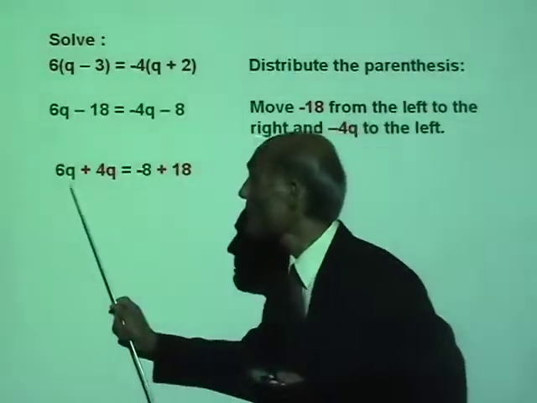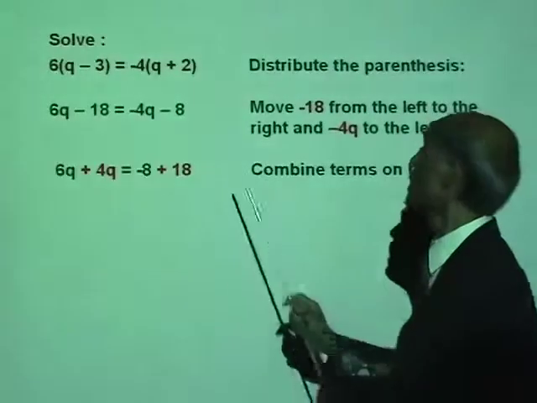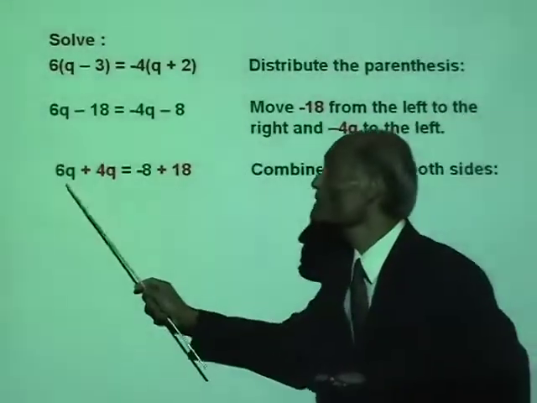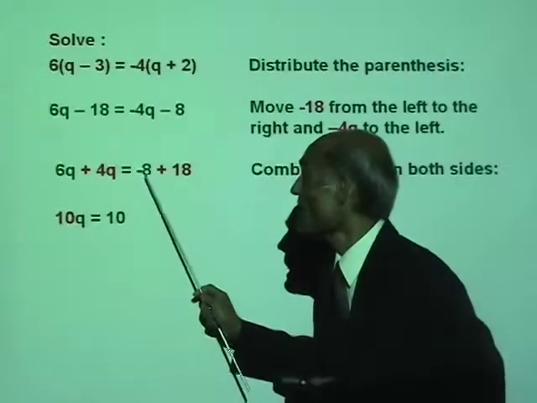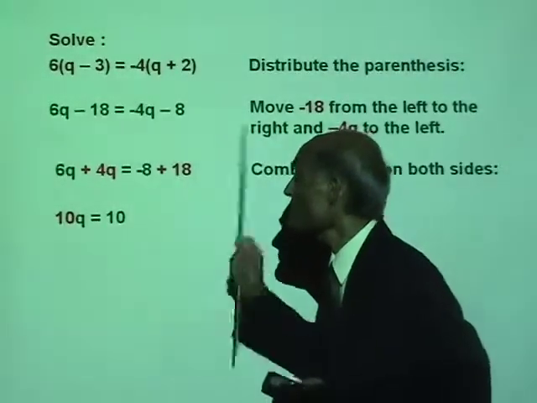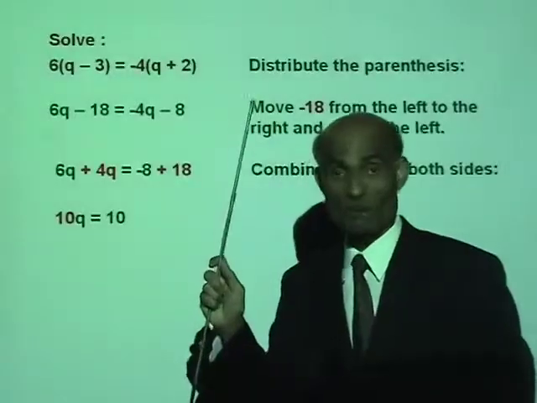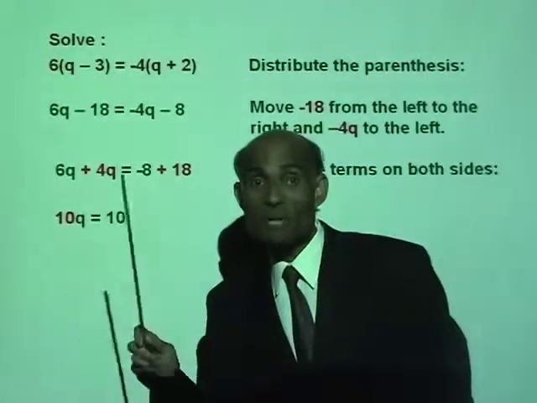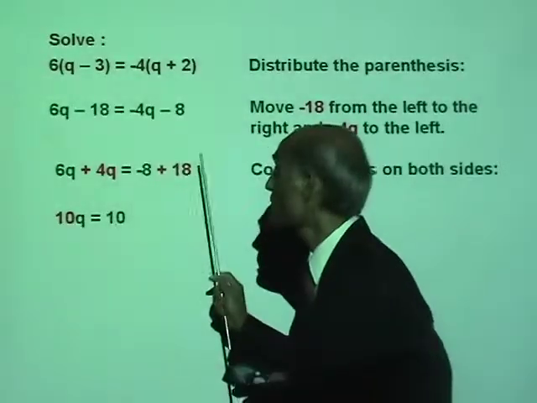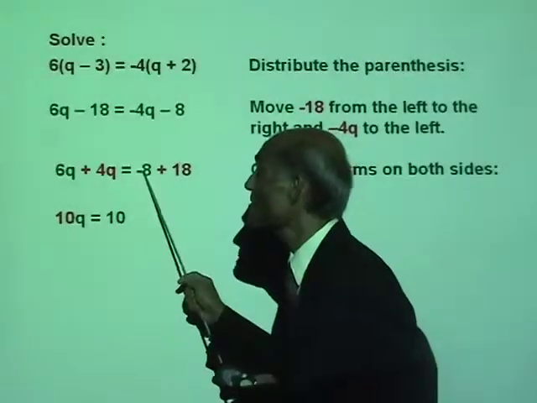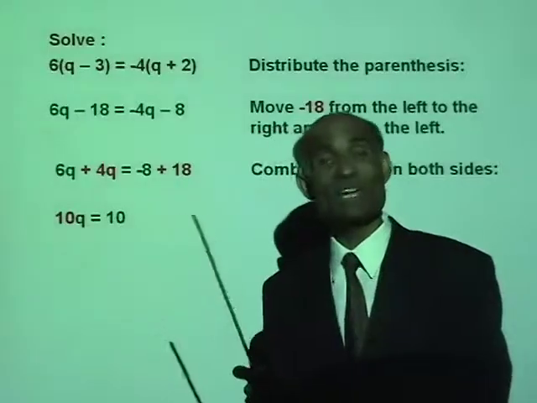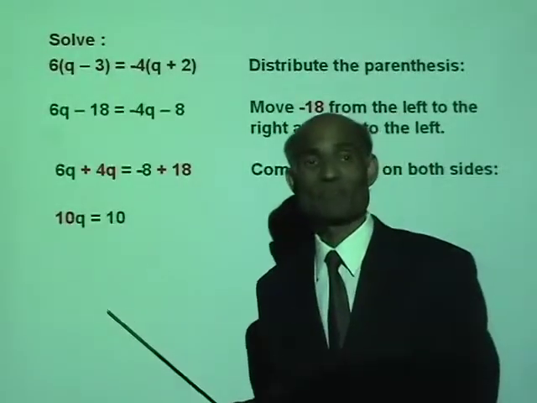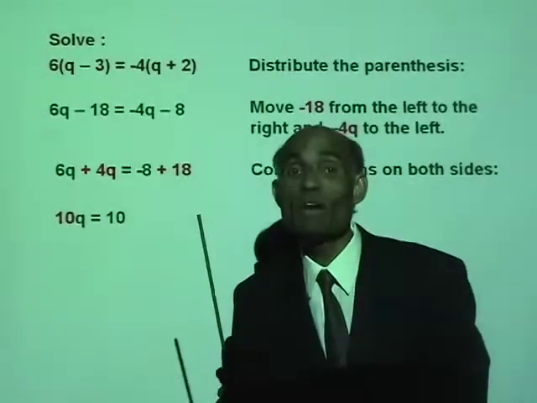Alright, now we combine terms on both sides. 6q plus 4q is 10q, and negative 8 plus 18, okay, no problem there. Negative 8 plus 18 is the same as 18 minus 8, that is 10. 10q equal to 10. How do we get q alone?